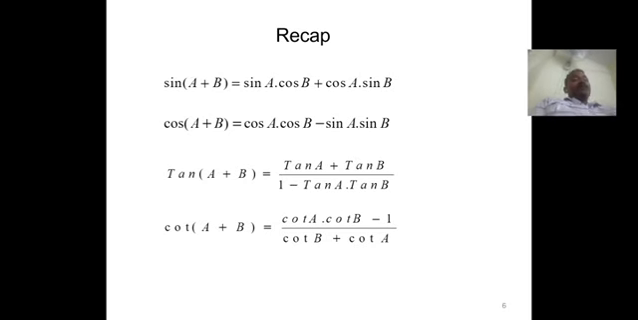So for sin 2a in terms of sin a and cos a, we have a formula that sin of a plus b is sin a cos b plus cos a sin b, and we substitute b equal to a.